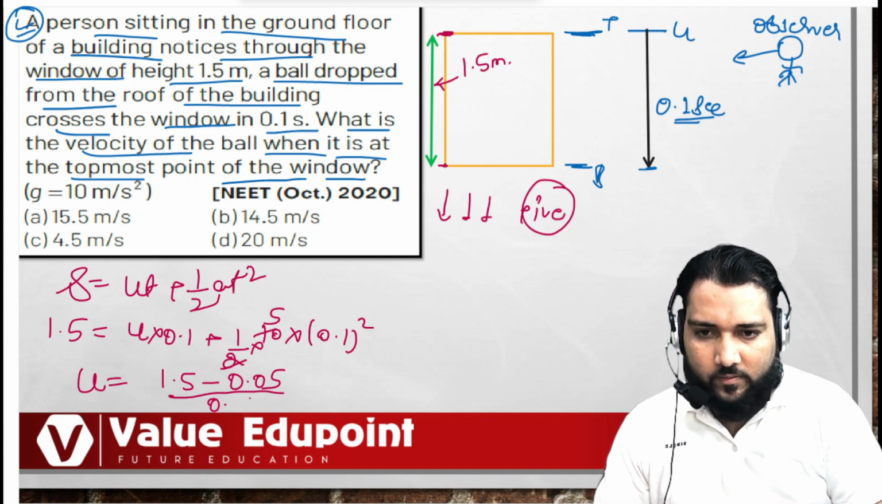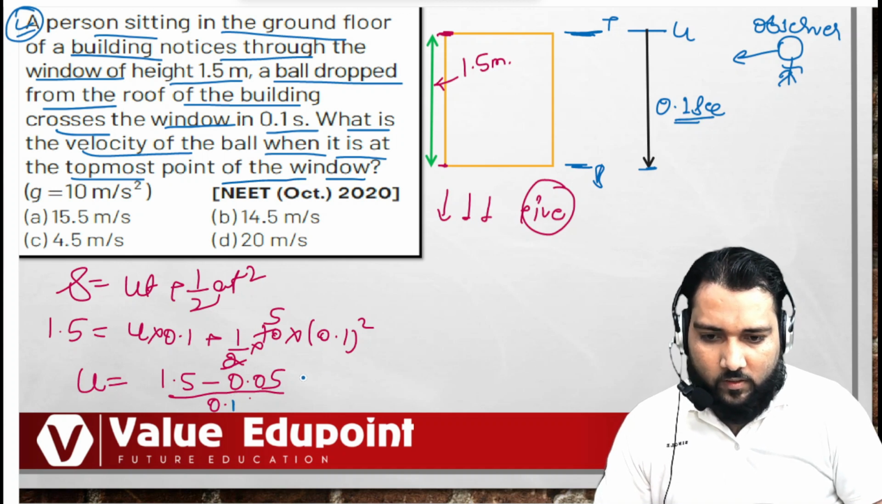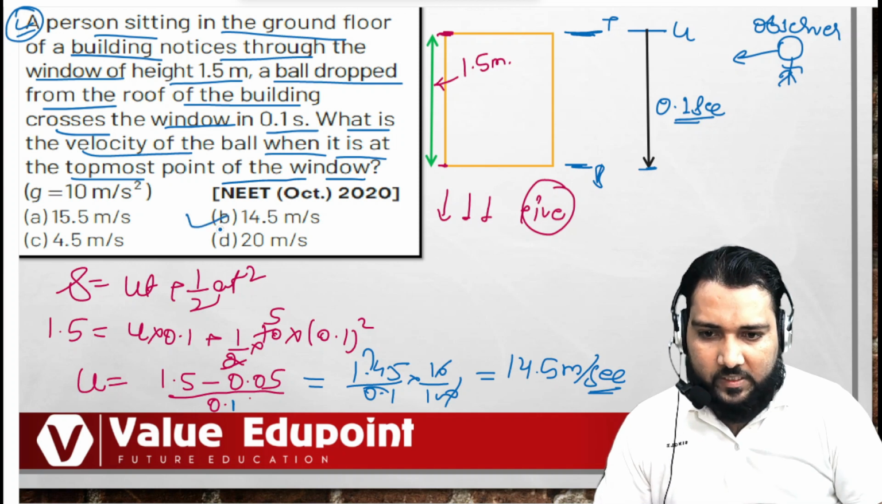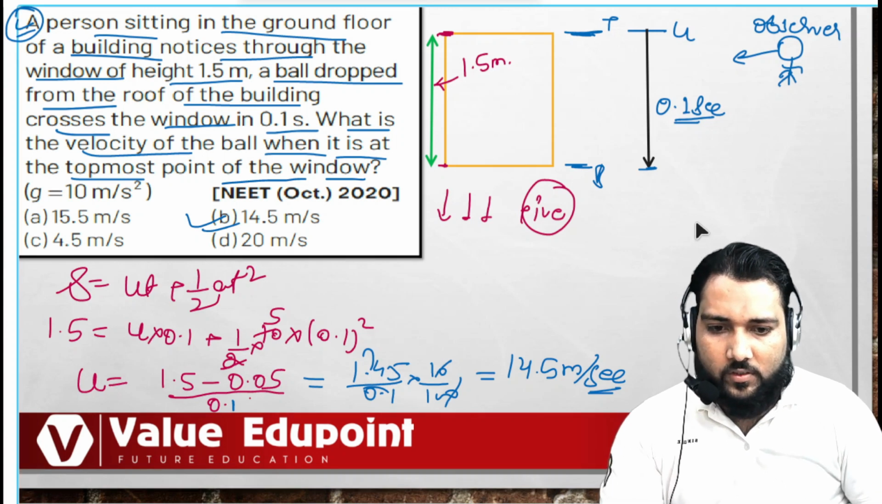Okay guys, that will be 0.1. When you further solve it, this comes out to be 1.45 divided by 0.1. Is it okay guys? 10 will come here, 100 will come here. This is basic mathematics you can do. So the velocity comes out to be 14.5 meter per second. So answer B is the correct answer. The answer to this problem is 14.5 meter per second.